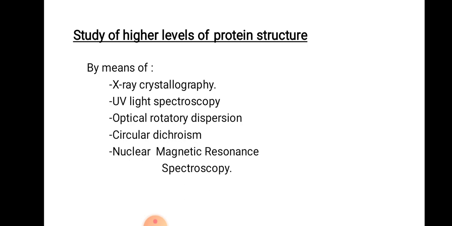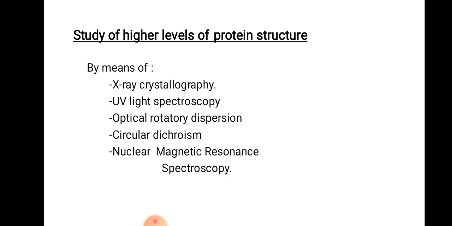Next, the higher levels of protein structure. Till now we have studied the primary structure of protein. The higher levels of protein structure can be determined by X-ray crystallography, UV light spectroscopy, circular dichroism, then nuclear magnetic resonance spectroscopy, etc. So, we have discussed the steps in determining the primary structure of protein, and the various techniques for detecting the primary sequence of protein and the techniques for determination of higher levels of protein structure.